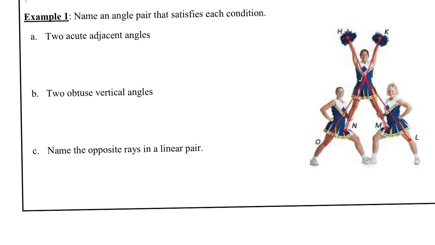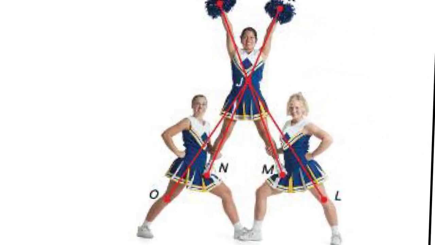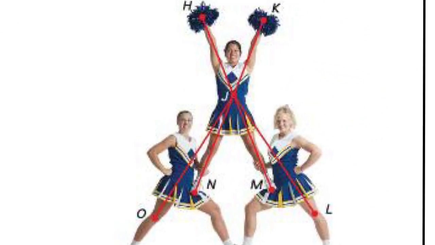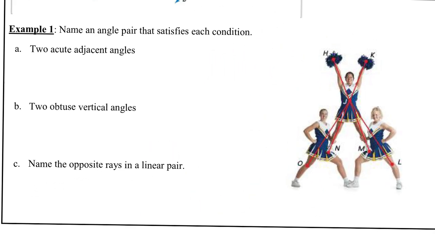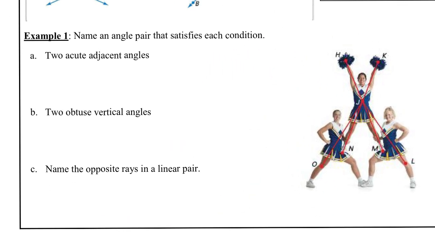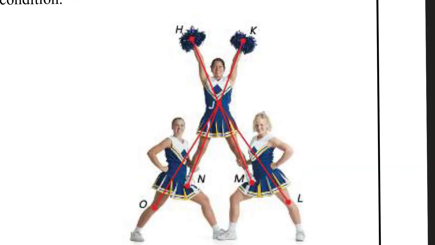So example 1, we're going to use this picture here, and we have a picture of these cheerleaders, but they're forming, it's kind of hard to tell, kind of an X of sorts, but there's also these smaller angles there, okay? We're going to name an angle pair that satisfies each condition. The first condition is name 2 acute adjacent angles. So acute angles are angles that are smaller than 90 degrees, and adjacent angles we said have a common vertex and a common side.